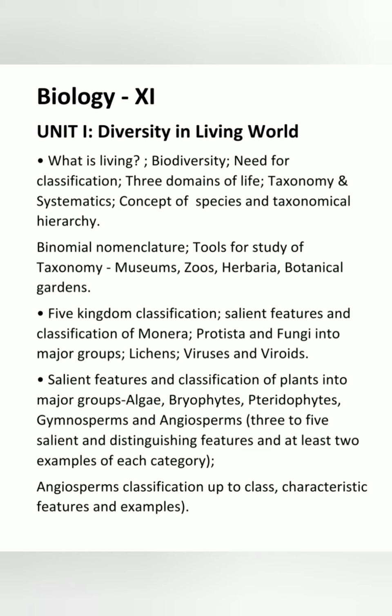Binomial nomenclature, tools for study of taxonomy like museum, zoo, herbaria, botanical garden. Then five kingdom classification, salient features and classification of Monera, Protista and fungi into major groups, lichen, virus and viroid. Then salient features and classification of plants into major groups like algae, bryophyte, pteridophyte, gymnosperm and angiosperm. Then angiosperm classification up to class, then characteristics, features and examples of plants.